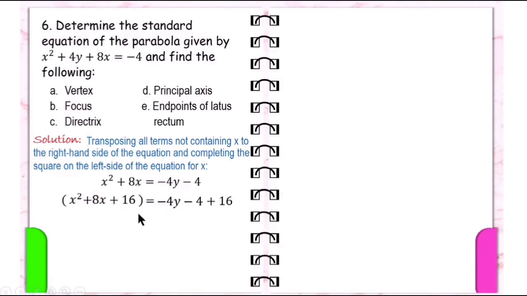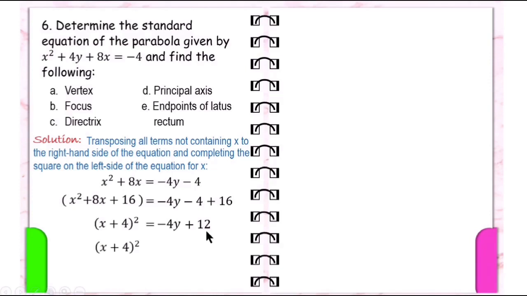We factor x squared plus 8x plus 16, which is x plus 4 quantity squared. Bakit 4? Kinuha natin ang half ng coefficient ni x, which is 8. 8 divided by 2 is 4. Equals negative 4y plus 12. Negative 4 plus 16 is positive 12.